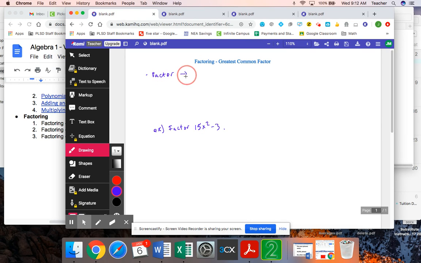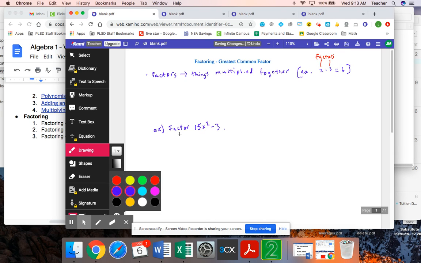factor. If you remember, a factor or factors are things that are multiplied together, right? That's the simple way of saying it. Things multiplied together. All right, so if I see that two things are multiplied together, I can say that they are factors. So for example, 2 times 3 equals 6. If that is the case, then the factors are 2 and 3, because those are the things being multiplied together.